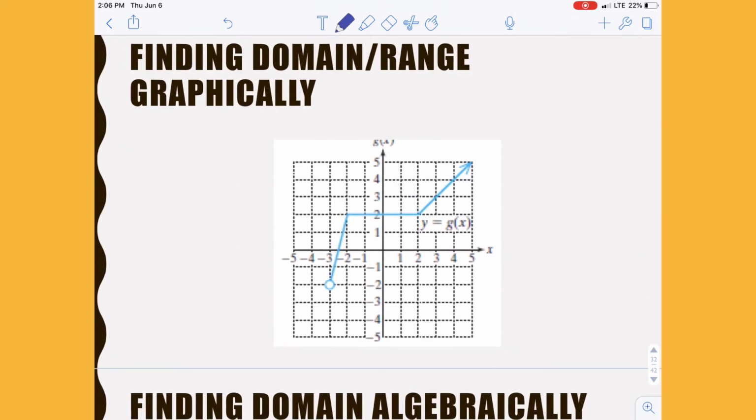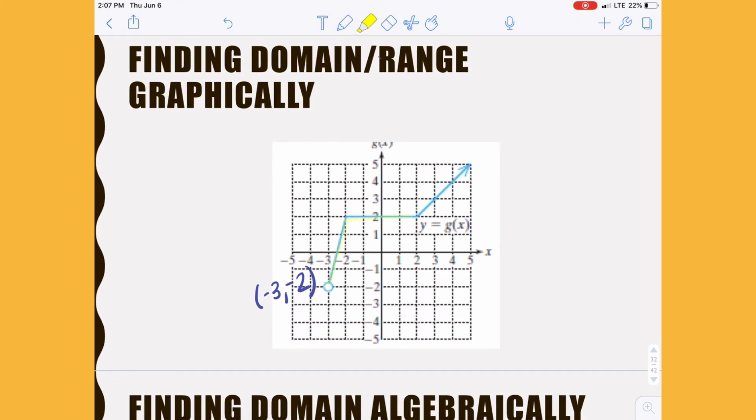Looking at this next one here, I have a coordinate point that is at -3, -2. And then everything is included, and I continue going off until I get to this arrow, and this arrow is headed to the right, and it is headed up. So when I go to identify my domain, I'm looking at my x values.